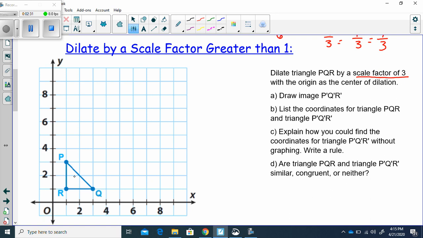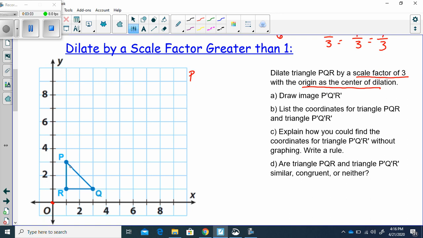That means that each one of these coordinates we're going to multiply by 3. I'll show you that in a second. It says with the origin as the center of dilation. That means we're going to be doing this from here. Whenever you're doing it from the origin, all we have to do is multiply the coordinates by the scale factor. They want us to draw image P prime, Q prime, R prime. So let's do this, and then list the coordinates. Let's start with this.